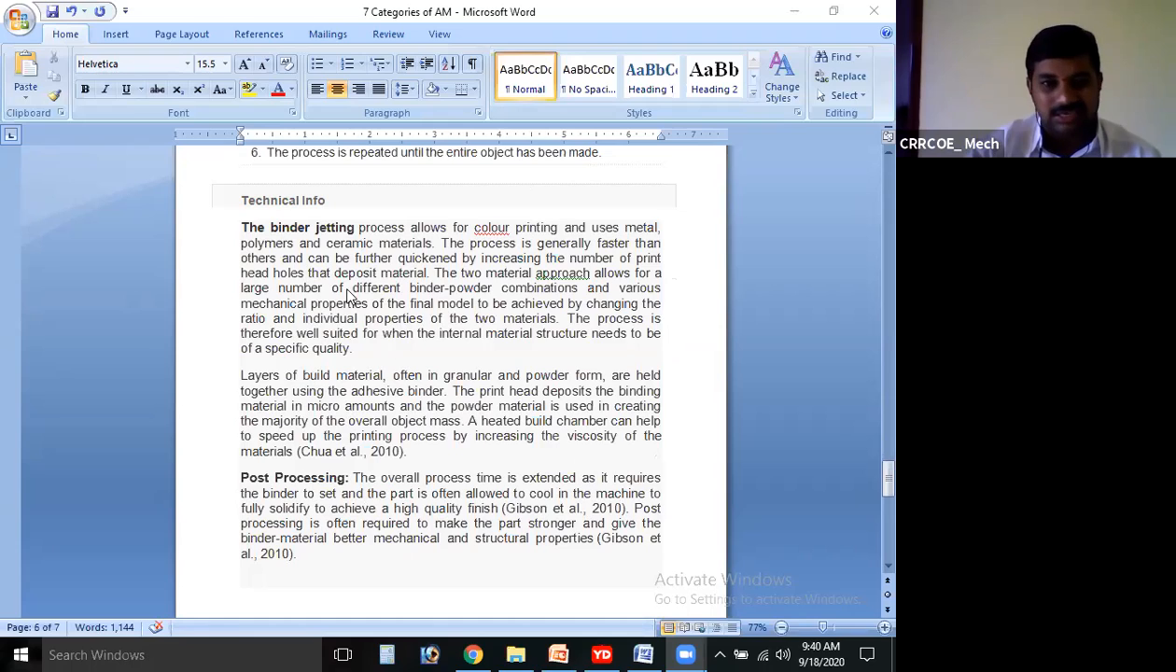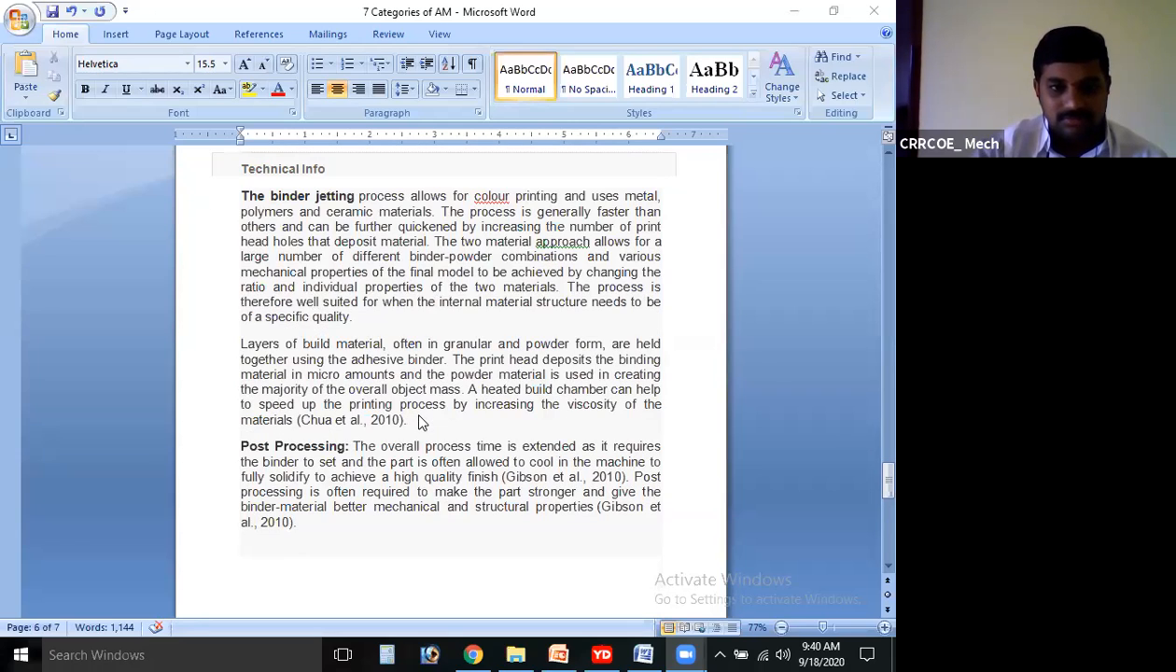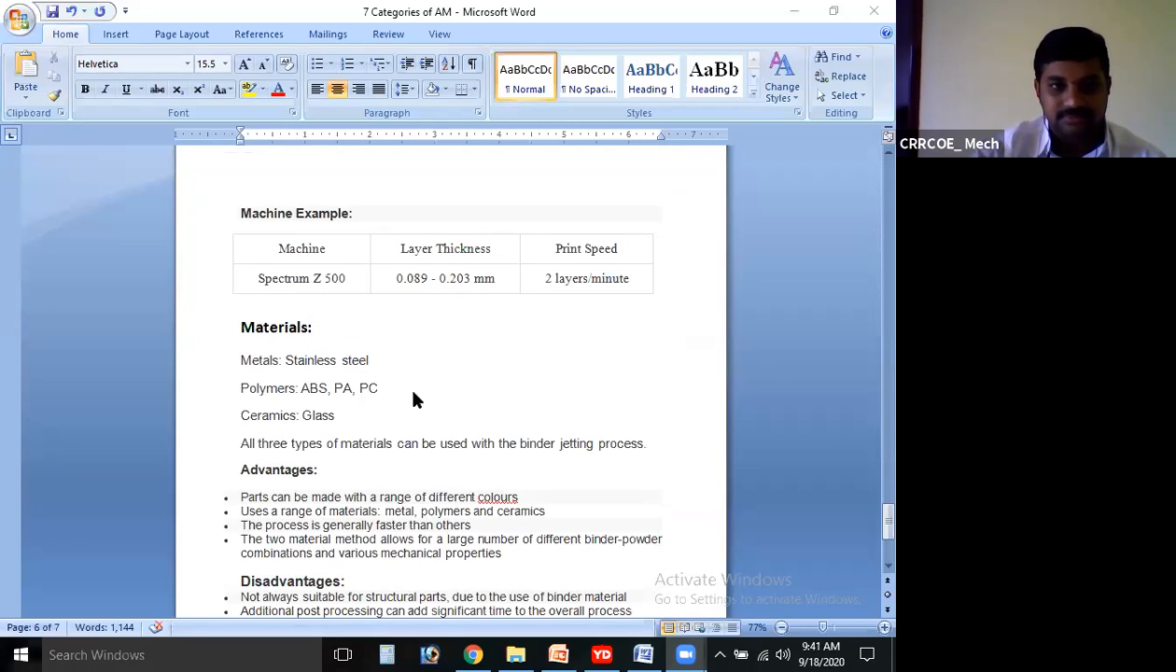I am not going to discuss all these things again. The same matter will not change, but the binder is the additional thing. The name binder jetting comes from the fact that we deposit the binder between layers. The machine for this binder jetting is named Spectrum Jet 500.